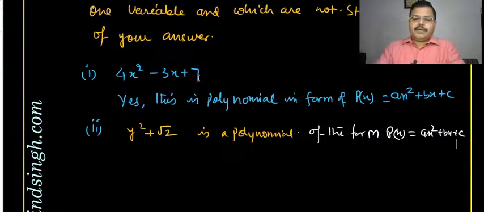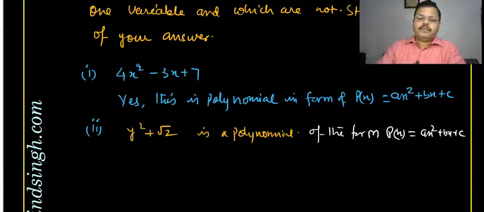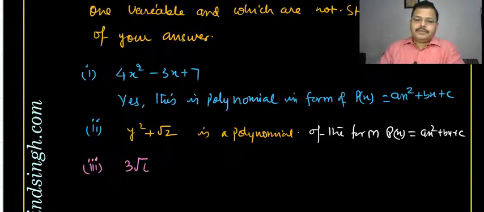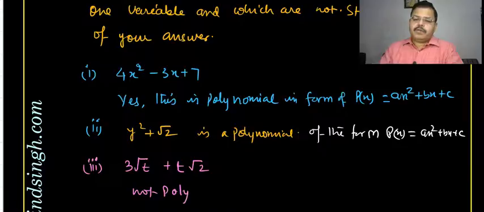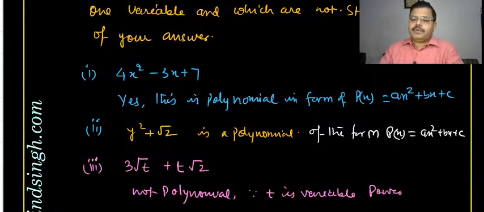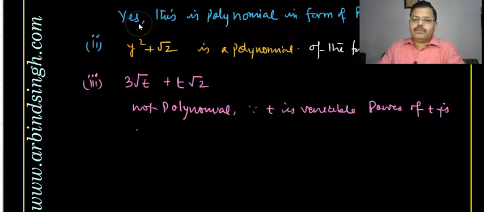Now the third question is given here: 3 root t plus t root 2. Here the variable is t. So is this a polynomial in t? It is not a polynomial. Why? Since t is the variable and the power of t is 1 by 2 in root t. Therefore it is not a polynomial, right?